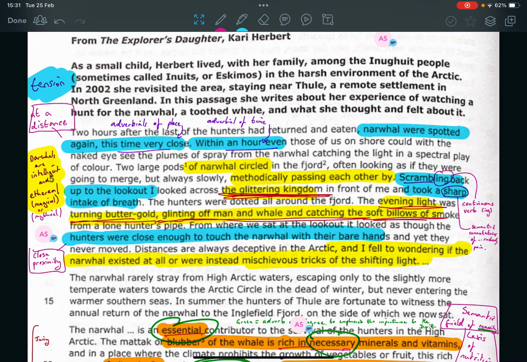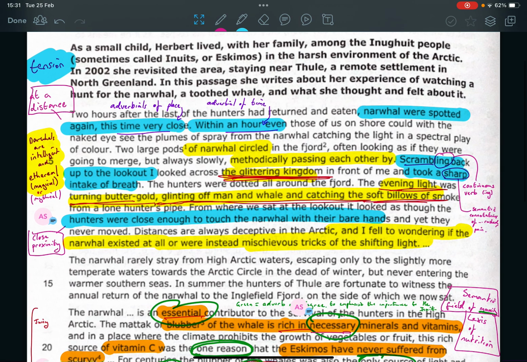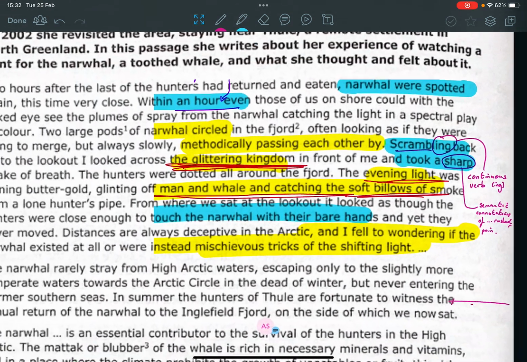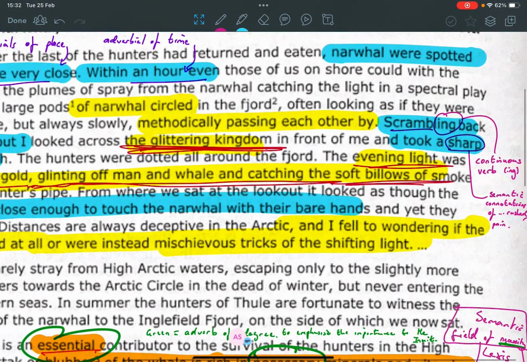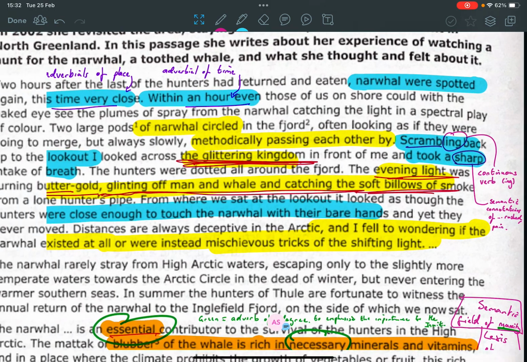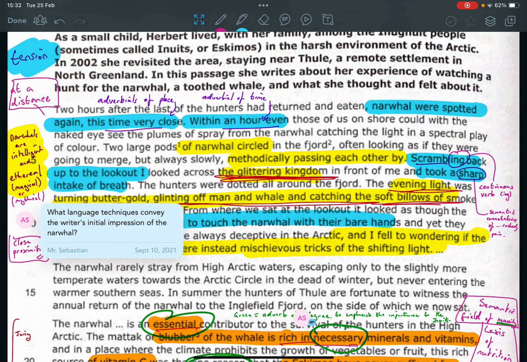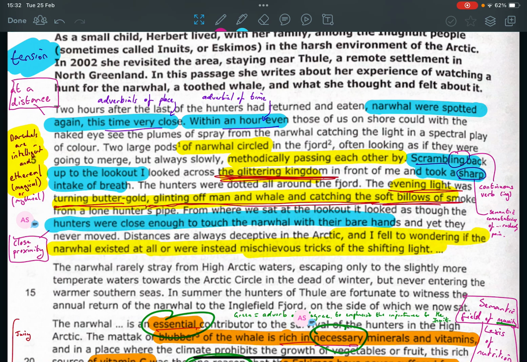It's very, very close. We've got, further in blue, "scrambling back up to the lookout." And then "took a sharp intake of breath." These continuous verbs, "scrambling back," and then the semantic connotations of rushing and pain, "taking a sharp intake of breath." These again help build the sense of tension. And then this nice sort of tactile moment: "The hunters were close enough to touch the narwhal with their bare hands." So that's our tension at the start.